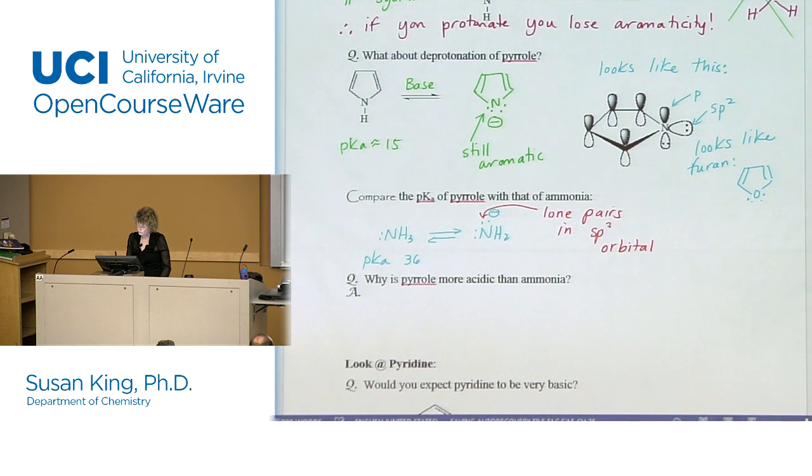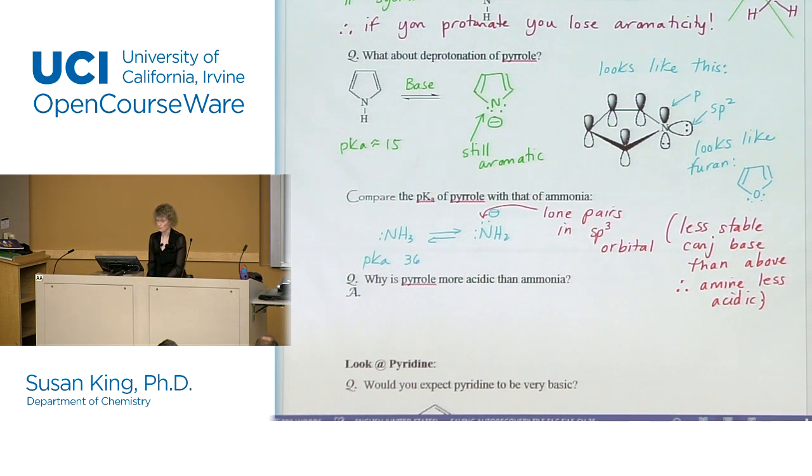What's more stable? It's more stable to have lone pairs in an sp2 orbital, right? Okay, so it's a less stable conjugate base than above, therefore the amine is going to be less acidic. So it makes sense that pyrrole is more acidic than ammonia because of the stability of the conjugate base.